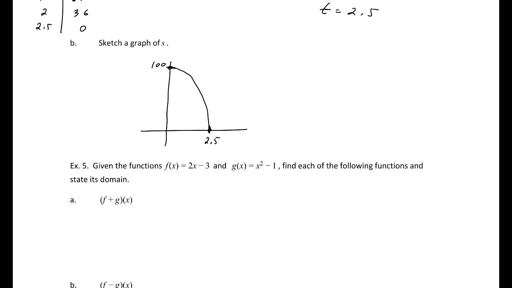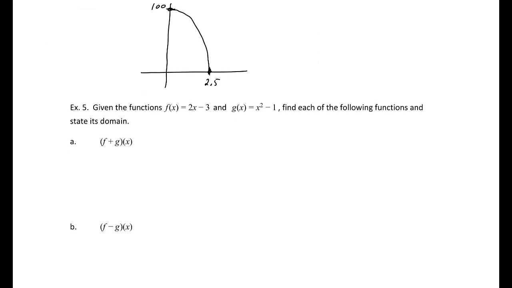All right, next topic we need to touch on is combining functions. Given the functions f of x equals 2x minus 3 and g of x equals x squared minus 1, find each of these functions and then state its domain. So f plus g of x is the first one we have, and that means exactly what it looks like. We have our f plus our g, which would be x squared plus 2x minus 4.